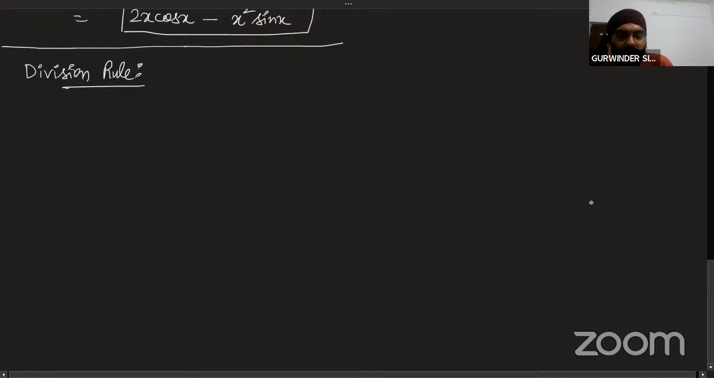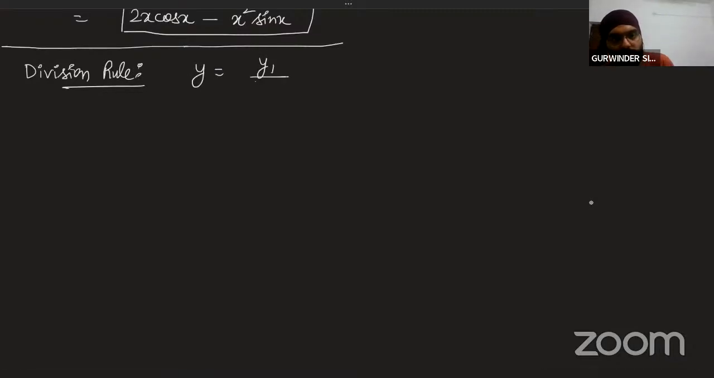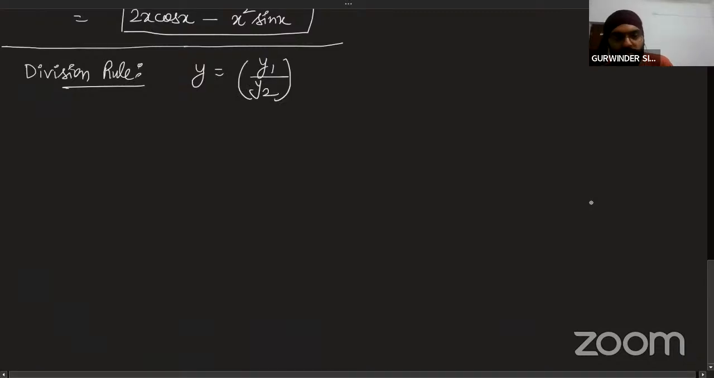What does the division rule mean? It means this y is represented by the division of two functions, a numerator and a denominator. So how will you take the derivative? It will be the upper function into the derivative of the lower function, minus the opposite of this.